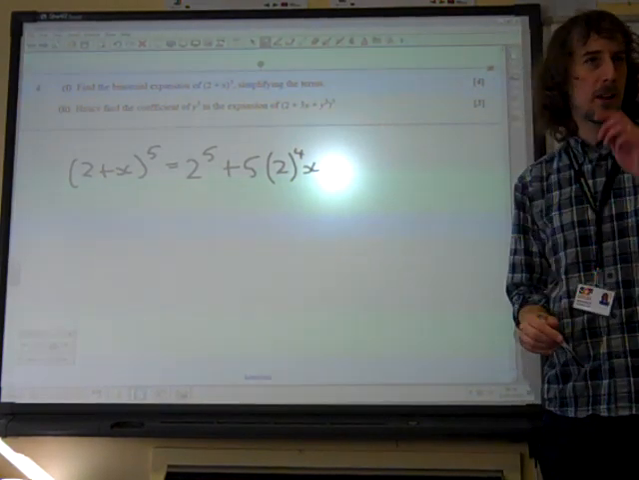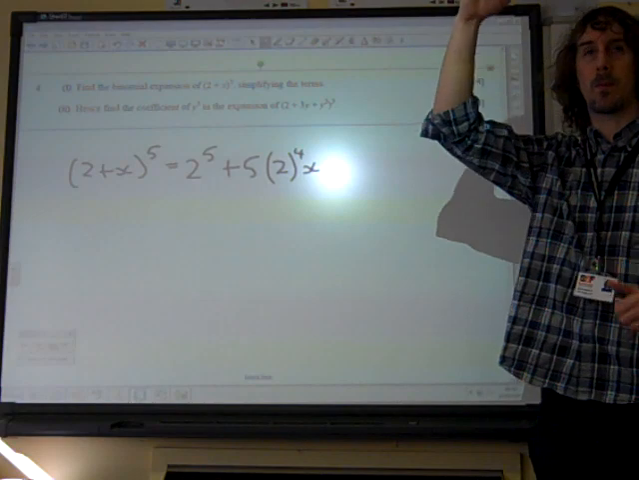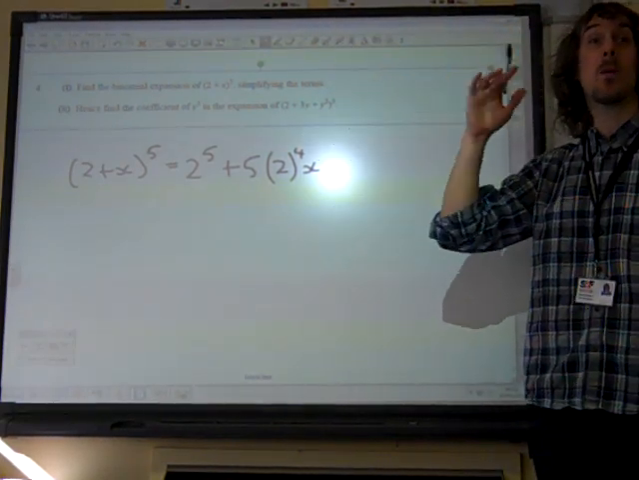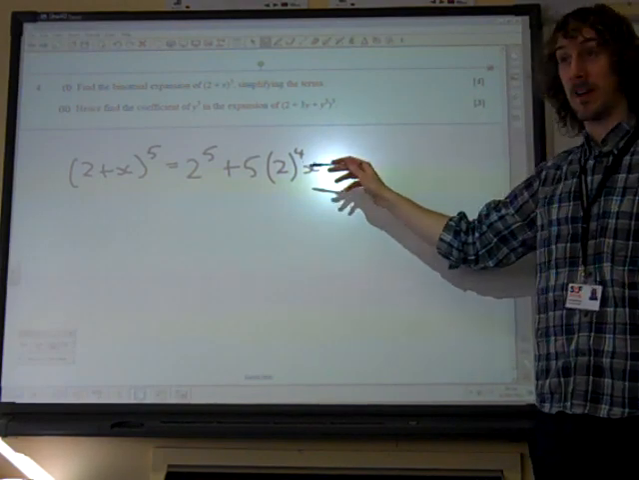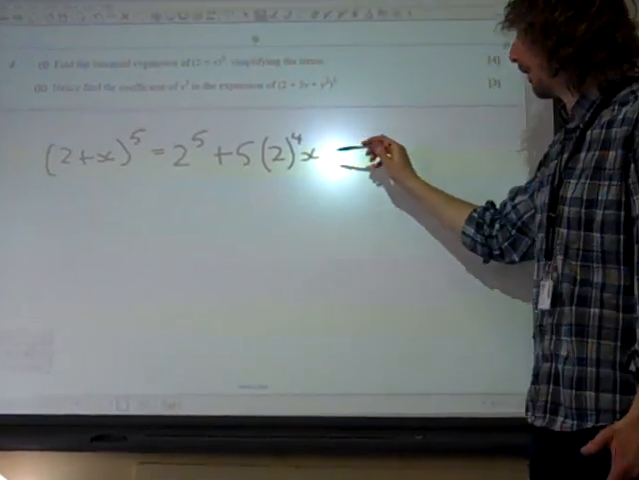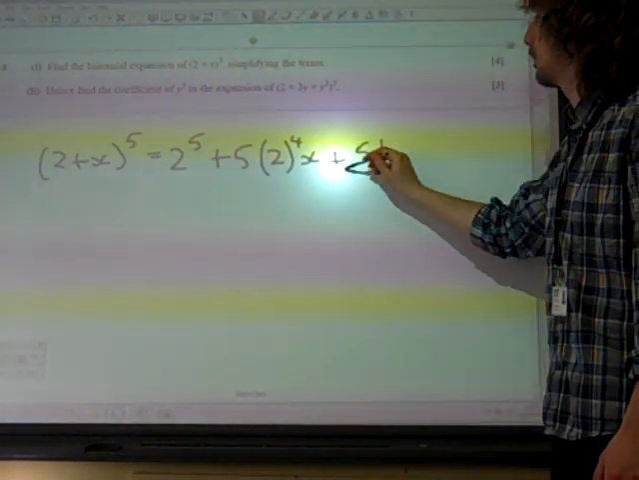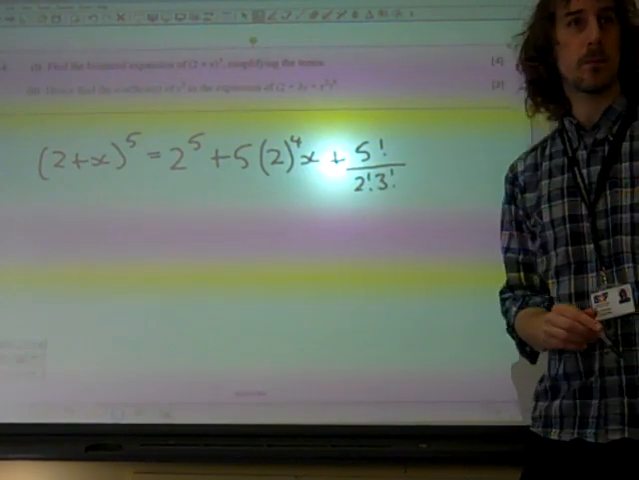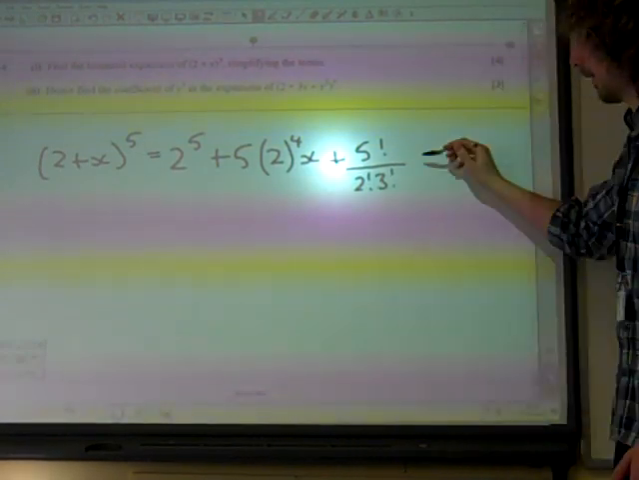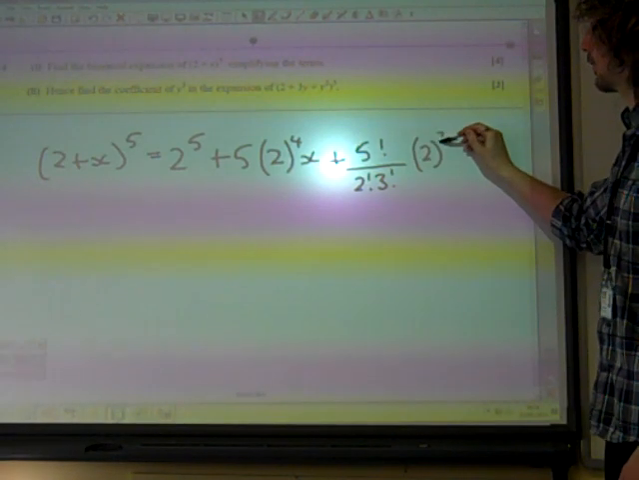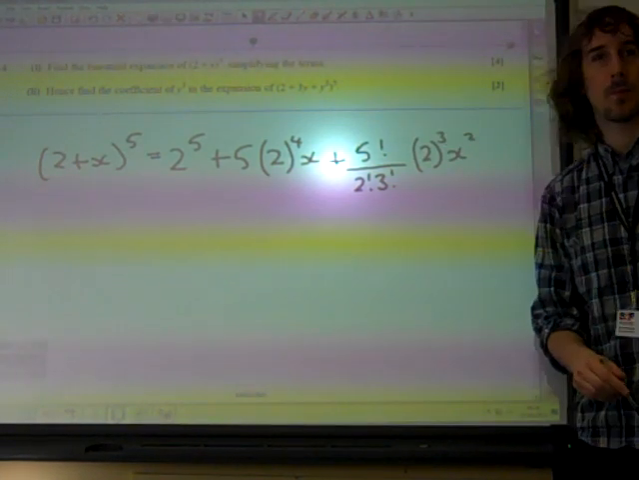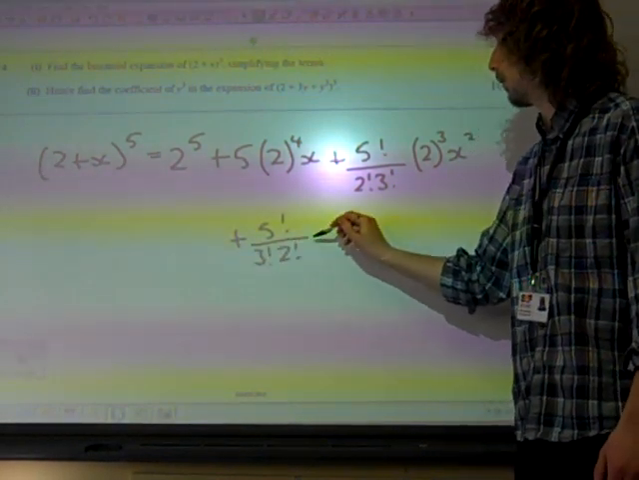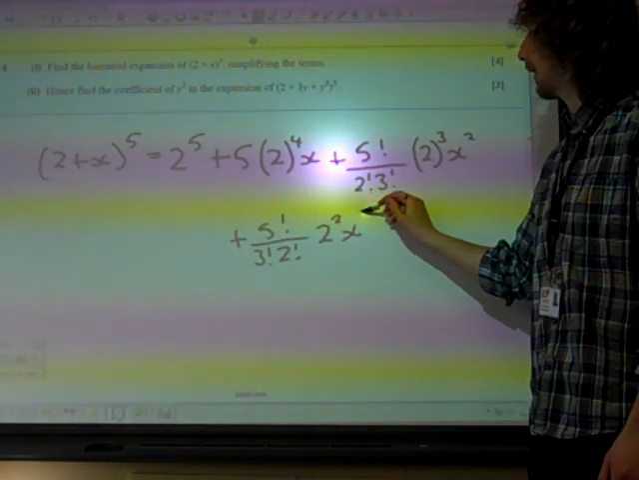And then if we're using Pascal's triangle, we remember that row: 1, 2, 1, and then 1, 3, 3, 1, and then 1, 4, 6, 4, 1, 1, 5, 10. So the next value is going to be 10. If we don't do that, we're going to calculate 5 factorial over 2 factorial, 3 factorial, and that's going to give us our value of 10 anyway. And that's 2 cubed x squared. And then we get the same coefficient again: 5 factorial over 3 factorial, 2 factorial, 2 squared, x cubed.